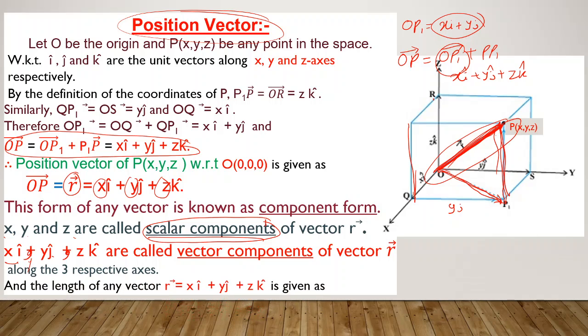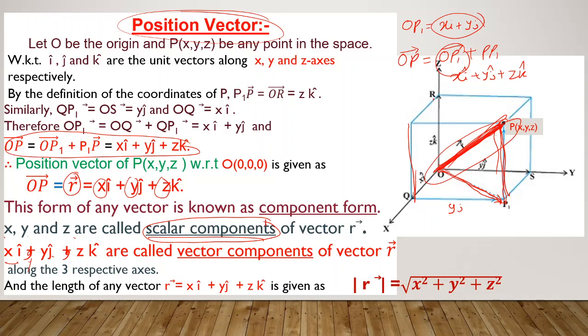Then what is the magnitude of vector R? I want to find the magnitude of vector R, I mean distance, length. That is already what you know: root of x square plus y square plus z square. Okay, let's go further.